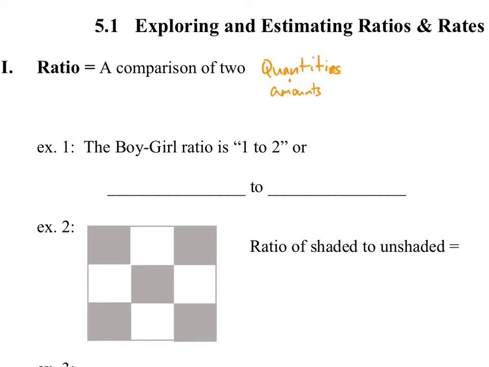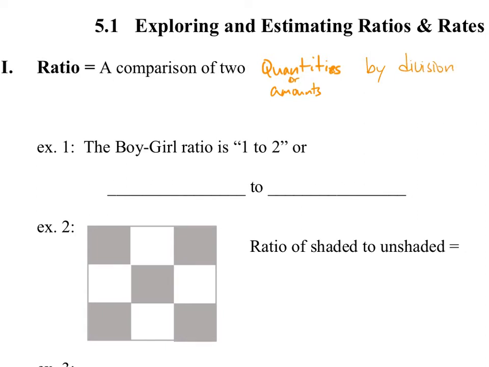Which word does it use in the book? They might use either word. Okay? So quantity is how much you have of something. The amount is how much you have of something. Quantities are amounts. You're comparing them by division.